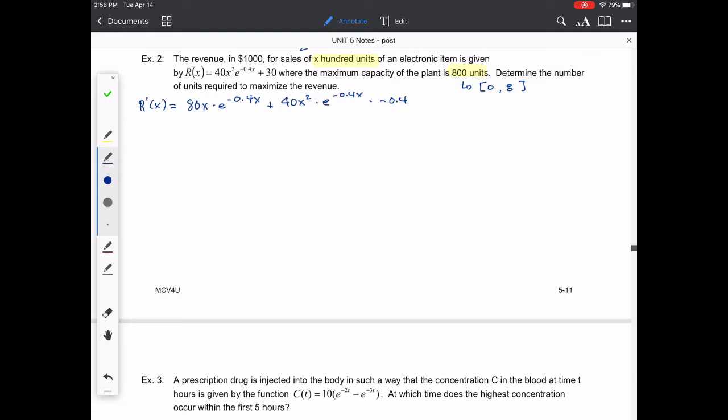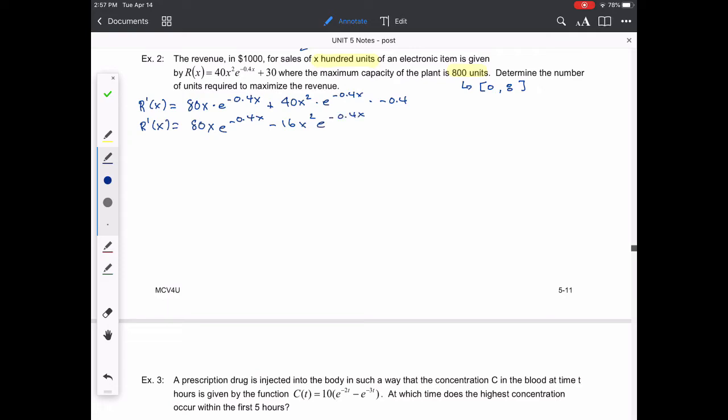We always look for something that we can simplify. Before we simplify it, I'm going to multiply it all out. So we get r prime of x, which is going to be the 80x e to the negative 0.4x, which was boring. Multiply the negative 0.4 with the 40. We're going to get negative 16x squared e to the negative 0.4x.